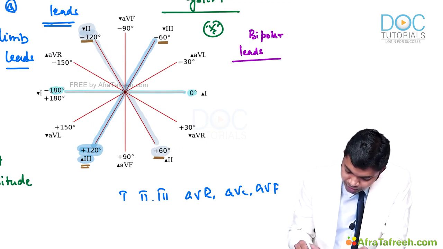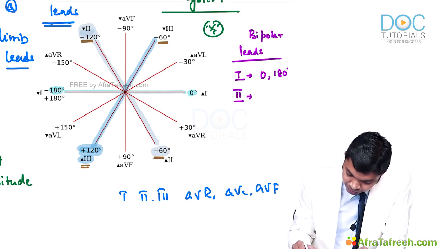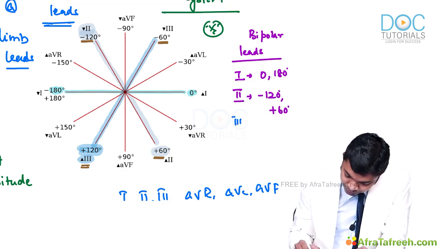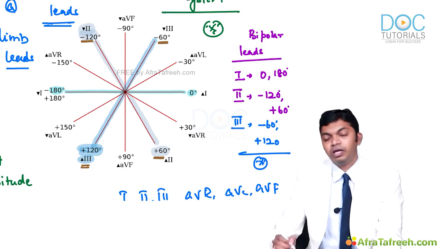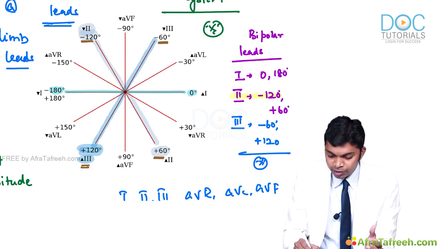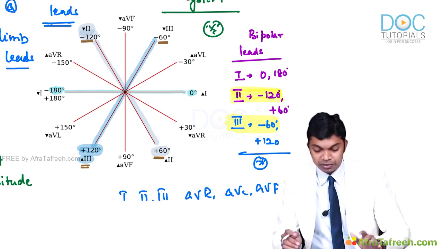We have bipolar leads with lead 1 extending from 0 to 180 degrees, lead 2 extending from minus 120 to plus 60, while lead 3 extends from minus 60 to plus 120. You've got to memorize it, right? Remember, lead 2 is minus 120, while lead 3 is minus 60, and it is exactly opposite to the other numeric, doctors.